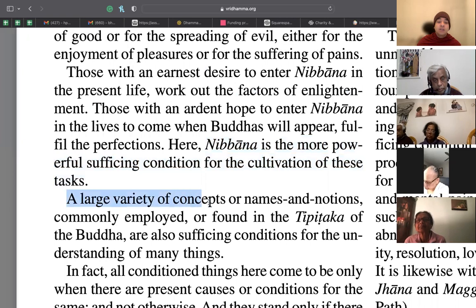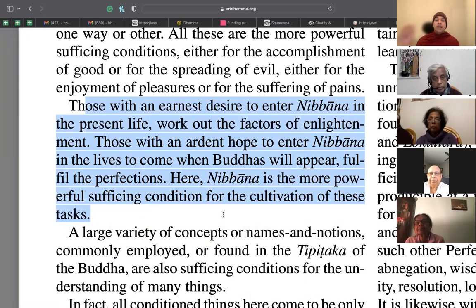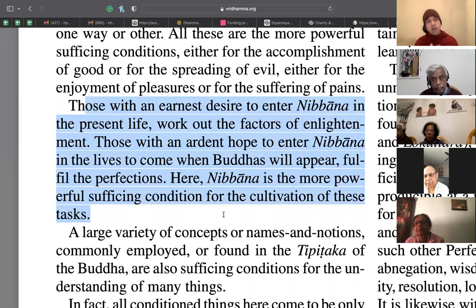A large variety of concepts or names and notions are commonly employed. Here, what they mean by this part is with regards to Nibbana. Now, as the conditioned beings that we are, Nibbana and what we know of Nibbana, for example, what you might know as students of the Dhamma, how you might relate to Nibbana and the technicalities and the differentiations of the concepts and definitions of Nibbana, would definitely be different and unique in comparison to a person who just knows Nibbana as a word the Buddhists use, of course.